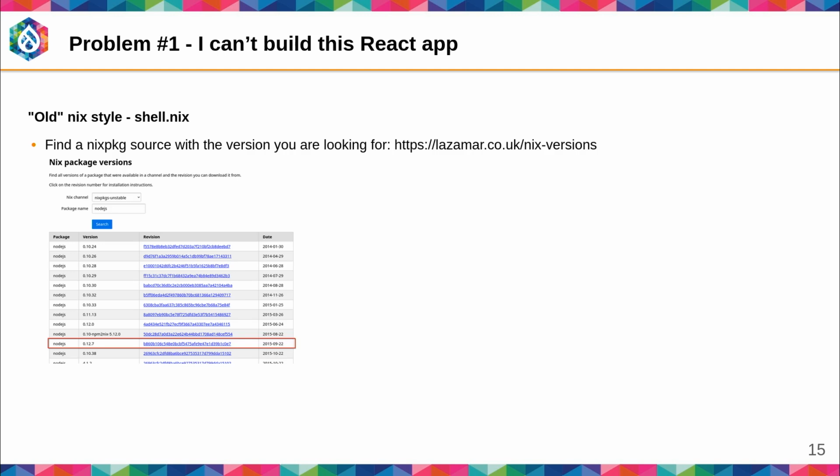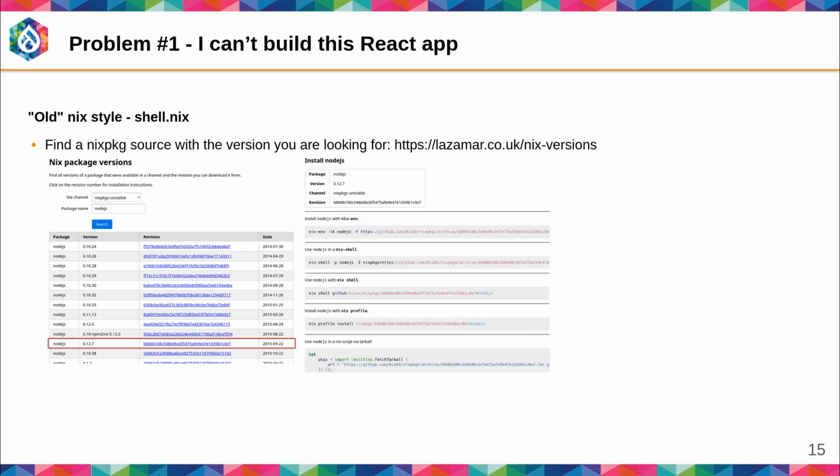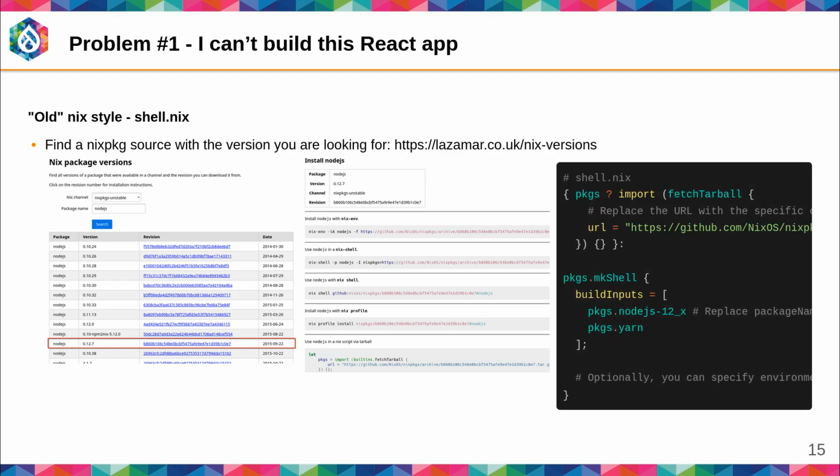Because it's a Git repo and has been from day one, you can travel back in time. And so we went back in time and found a version of Node.js, version 12, built in September of 2022. And we got the commit hash for the Nix packages repo at that commit level. And then here's what it tells you. It gives you nice instructions of how to use it. You can just use it directly or drop it into a shell. So we dropped it into a shell.nix file, and that's basically it.